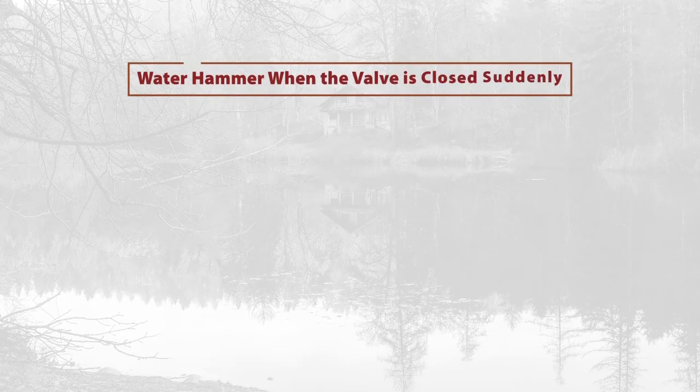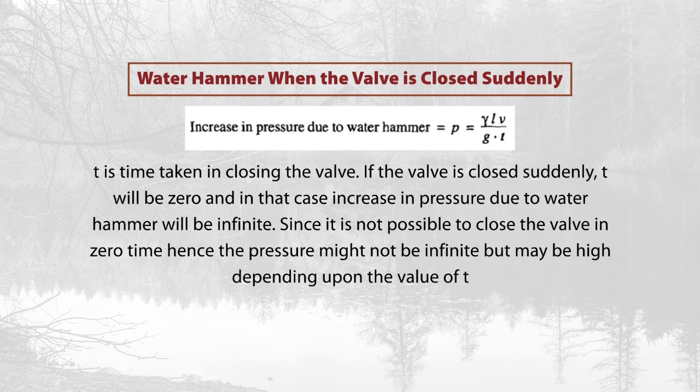Water hammer when the valve is closed suddenly. The increase in pressure due to water hammer is equal to gamma LV upon gT, where T is time taken in closing the valve. If the valve is closed suddenly, T will be 0, and in that case the increase in pressure due to water hammer will be infinite. Since it is not possible to close the valve in 0 time, the pressure might not be infinite but may be high depending upon the value of T.